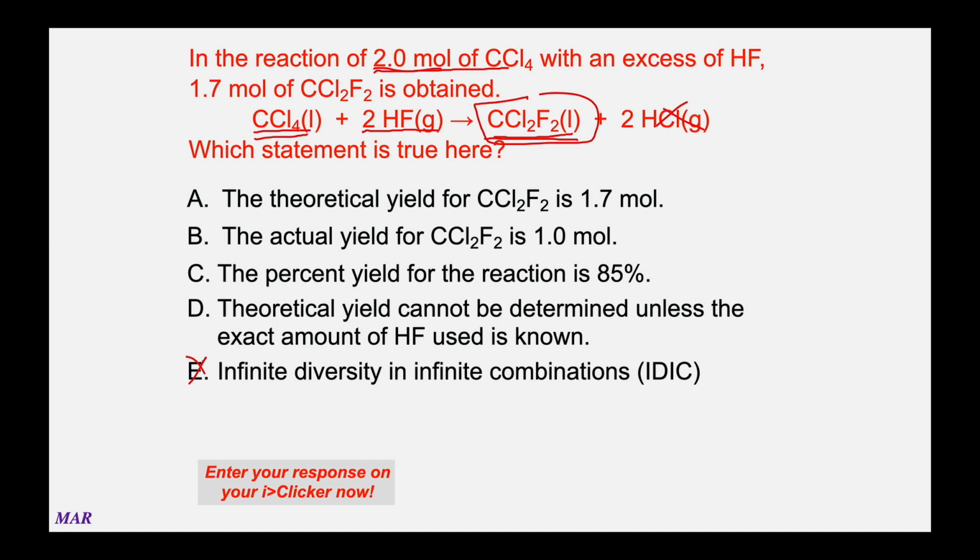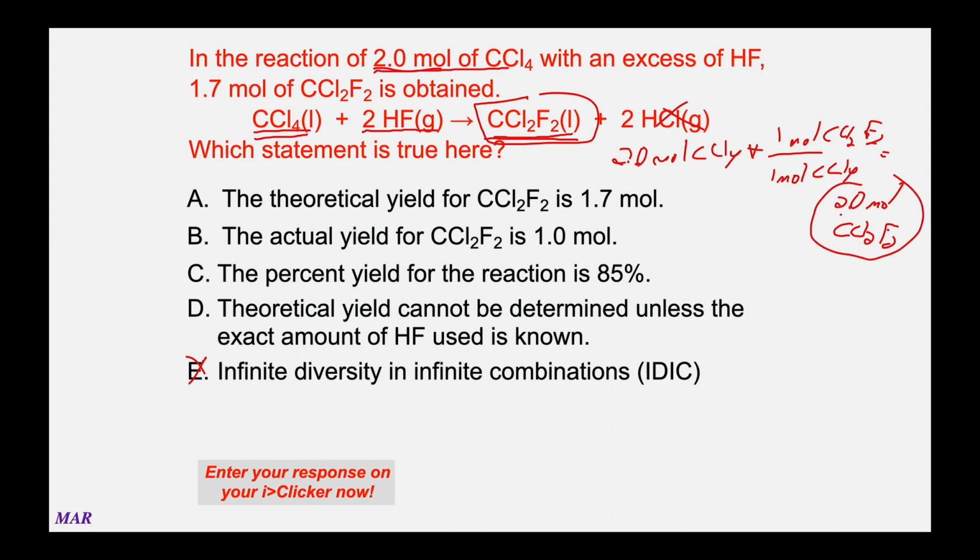All right, and you can write that out formally. 2 moles CCl4 times 1 mole CCl4 per 1 mole CCl2F2, you can see that this is going to come out to be 2 moles CCl2F2. And this number, which I got using the stoichiometric factor 1:1, that's the theoretical yield. The theoretical yield is 2 moles. It is not 1.7 moles.